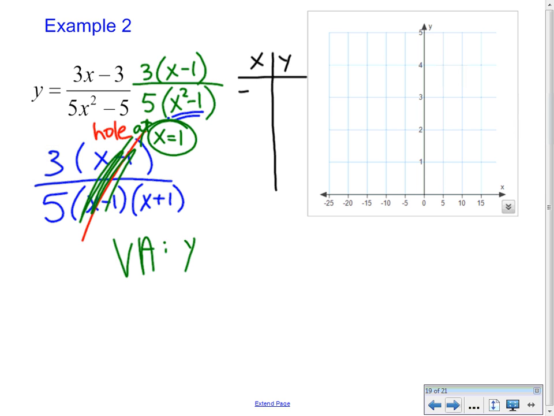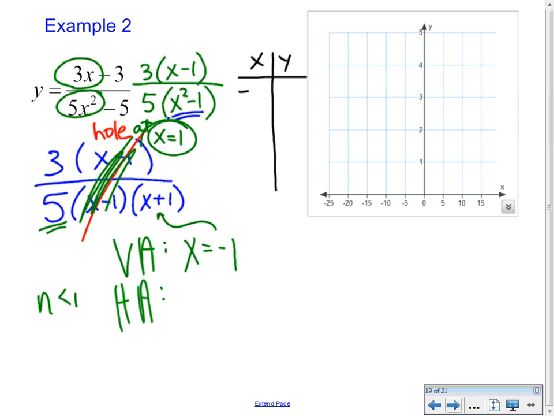I got a vertical asymptote at x equals negative 1, right? This 5 does not create any kind of zeros there. Horizontal asymptote: well, they don't have the same degree. Whether you look at the canceled version or the factored version, they don't have the same degree. The denominator is greater than the numerator, in which case, as x gets really large, y just goes to 0. All right, nice.